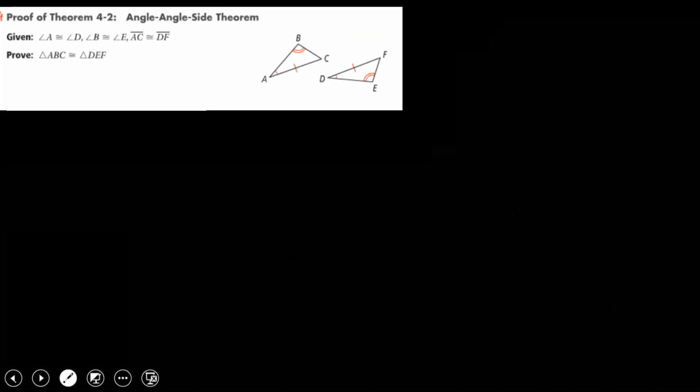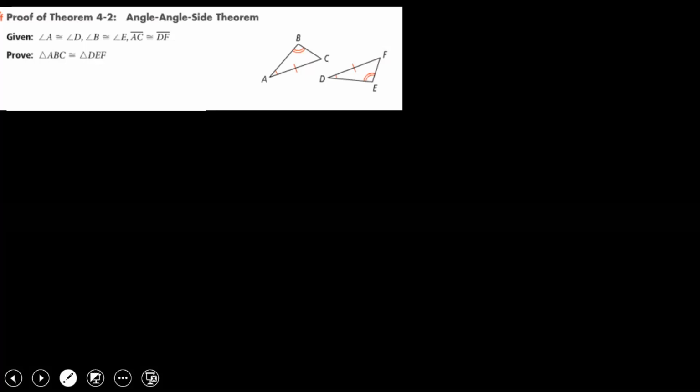Now let's prove. As we said before, if you have a theorem, it must be proven, not like the postulate. Now here, let's prove the Angle-Angle-Side theorem. Given, as you see from these two triangles, angle A is congruent with angle D, and angle B is congruent with angle E. What does it mean?